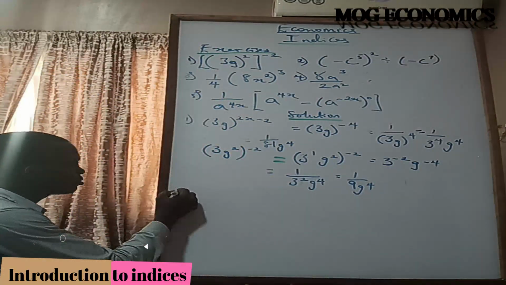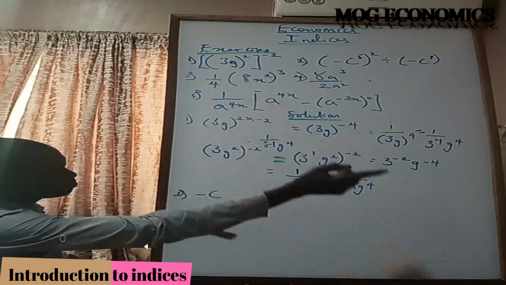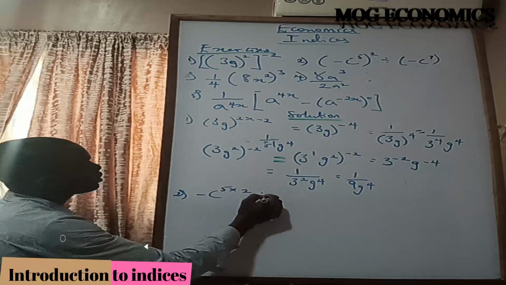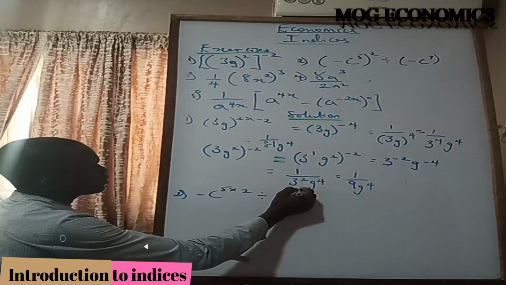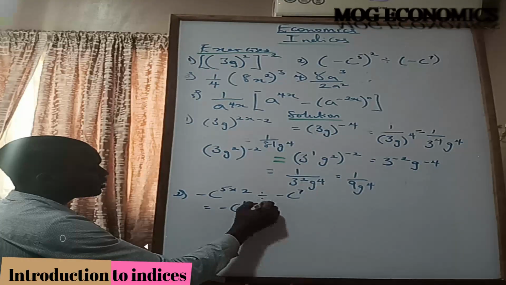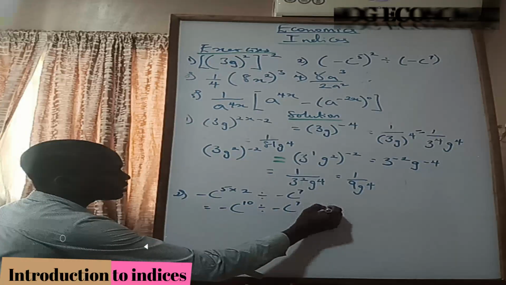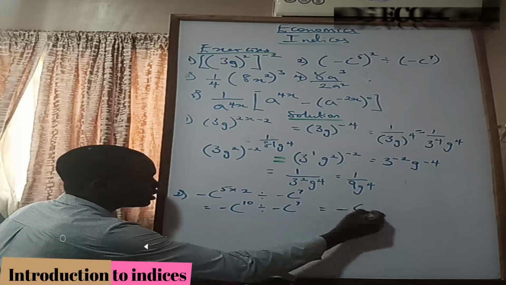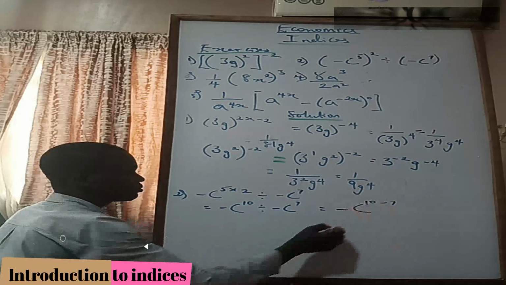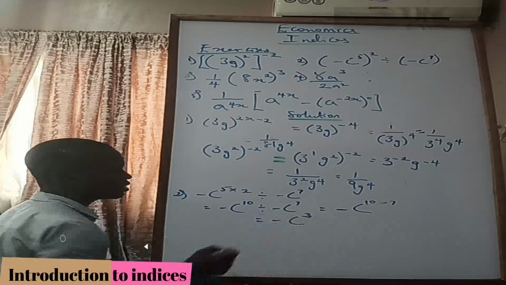For number 2, here you have minus c raised to power 5, then 2 is outside, so you can just do 5 times 2, divided by minus c raised to power 7. This is pretty much straightforward. So you have minus c raised to power 10, divided by minus c raised to power 7. This is minus c, this is minus c, so it's easy to collect like terms. You start with minus c as the common base, then 10 minus 7. I'll finish that up as minus c raised to power 3. There's nothing you can do to that.